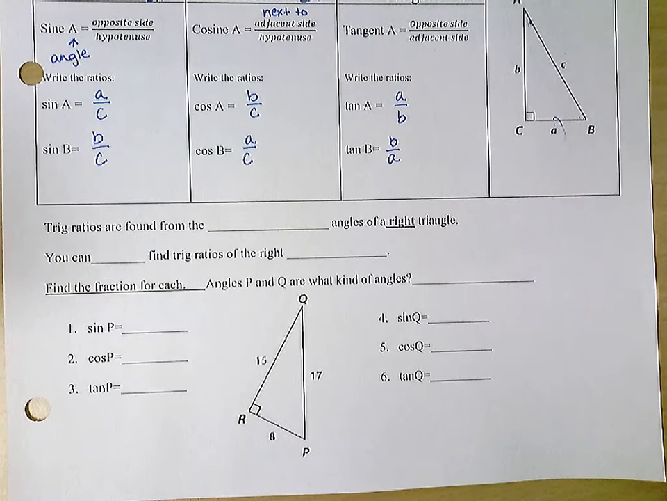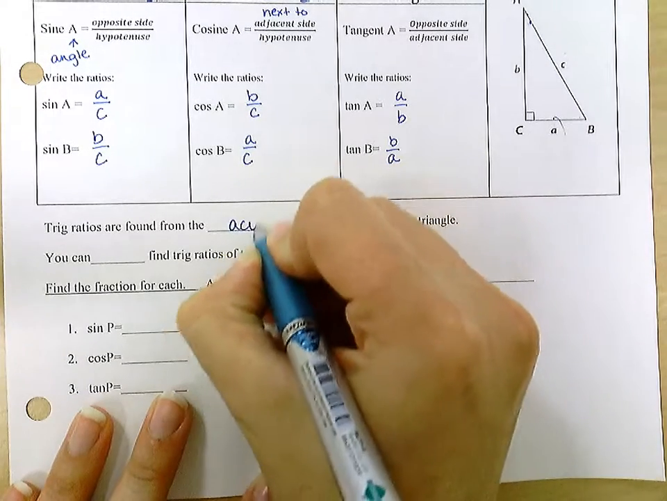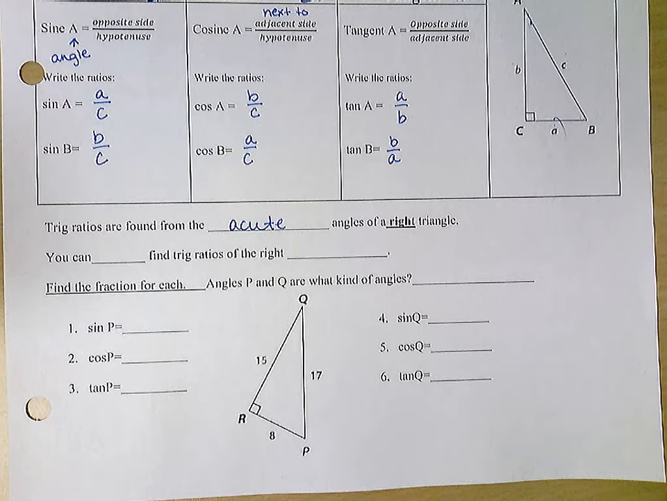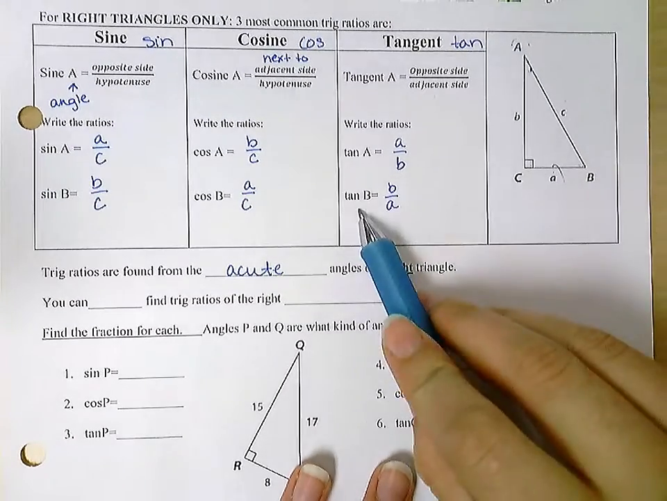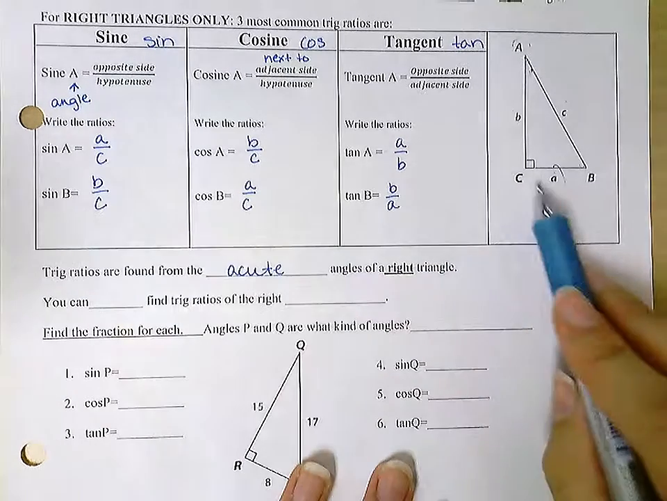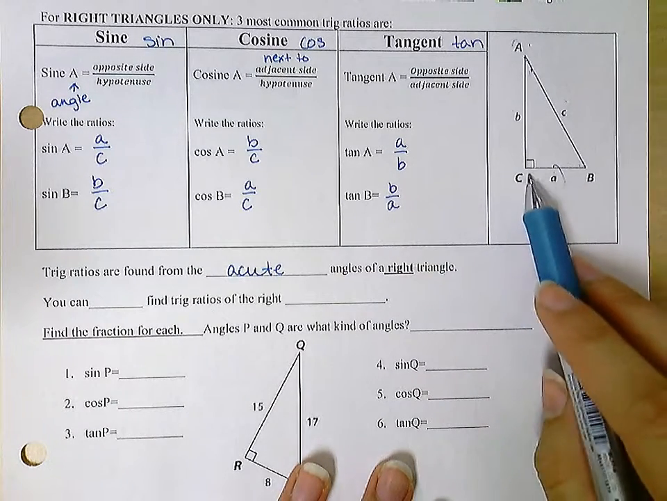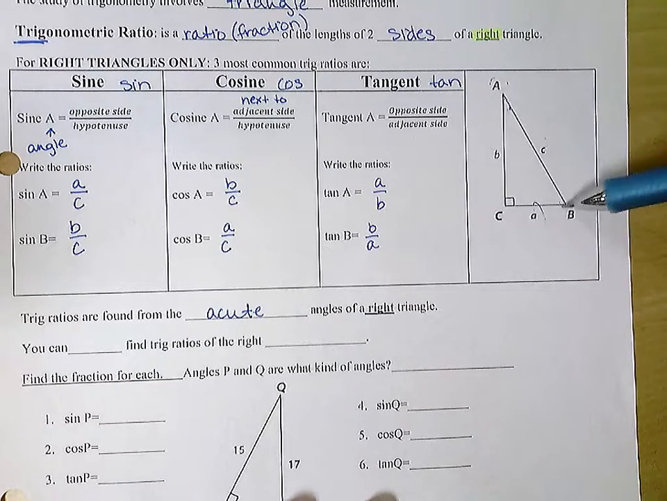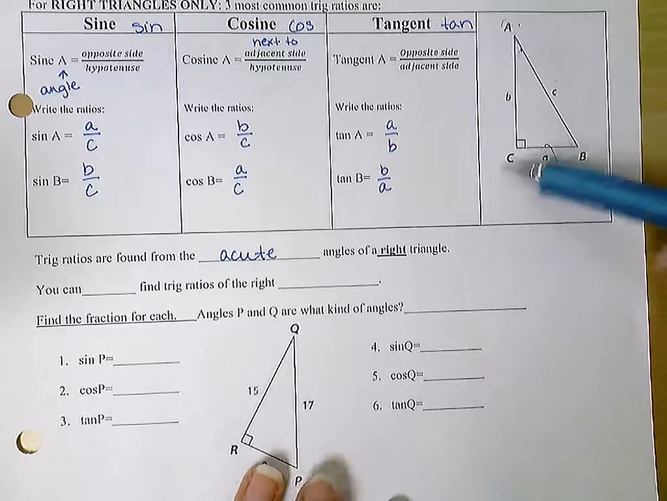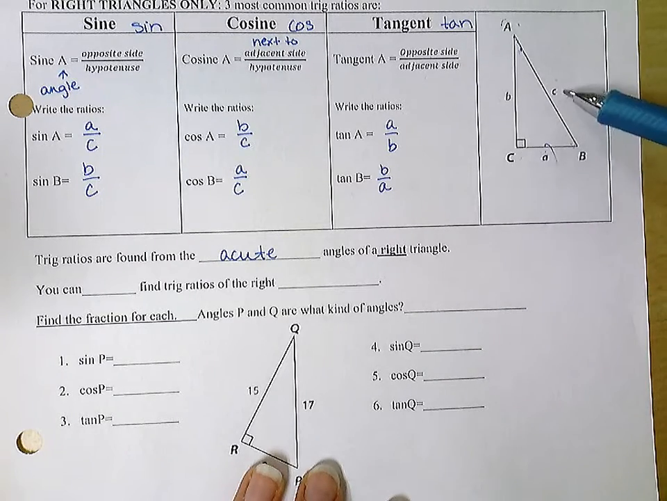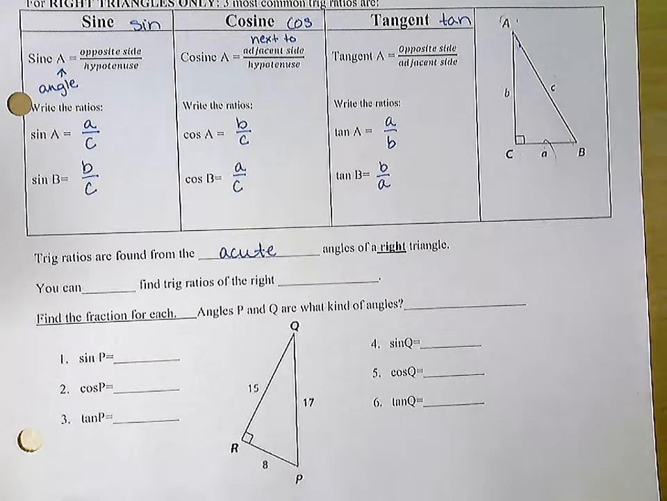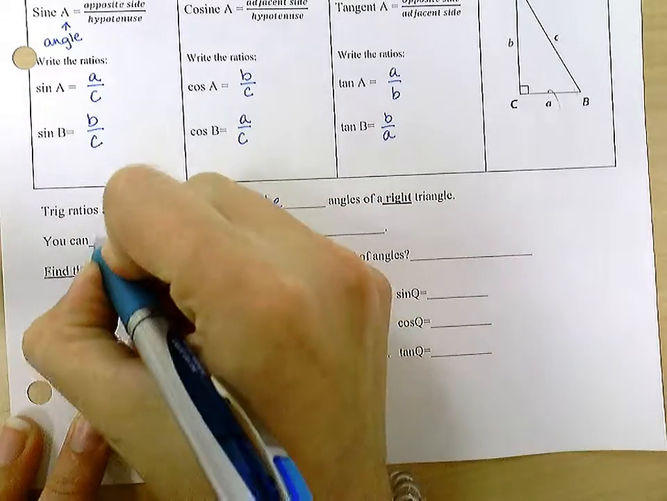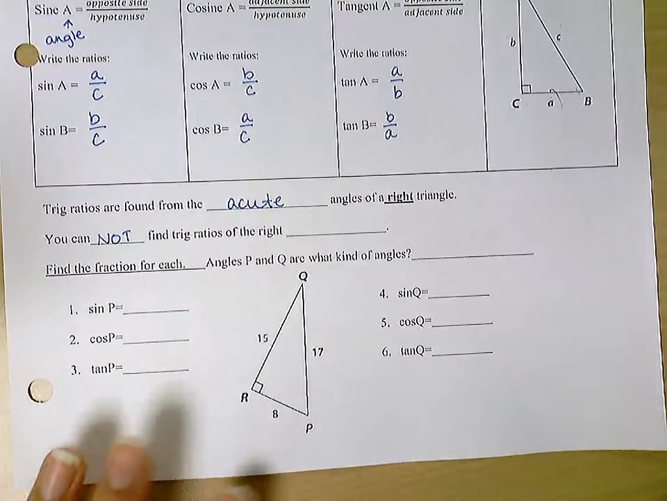So trig ratios are found from the acute angles of a right triangle. You have to go from the acute angles. You cannot go from angle C. Notice how we didn't have any examples of tangent of C, cosine of C, or sine of C. You cannot go from that 90-degree angle. If I went from C right here, my opposite and hypotenuse would both be C. That doesn't work. So you have to have those acute angles. So you cannot find trig ratios of the right angle.